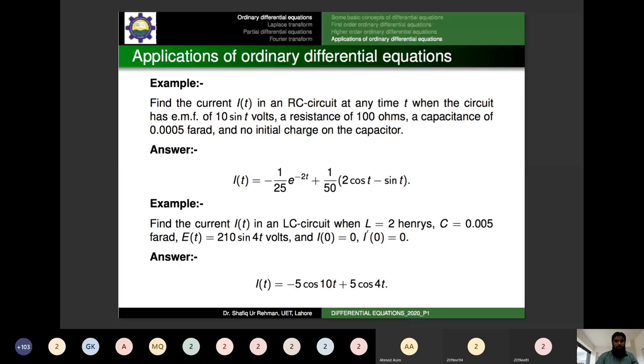Another example, for an LC circuit, we are interested to find current at any time when inductance of an inductor is given as 2 henries, capacitance of a capacitor is 0.005, capital E, the electromotive force, 210 times sine of 40t, and with certain conditions behind the scene. What are those conditions? Initial conditions are there basically.